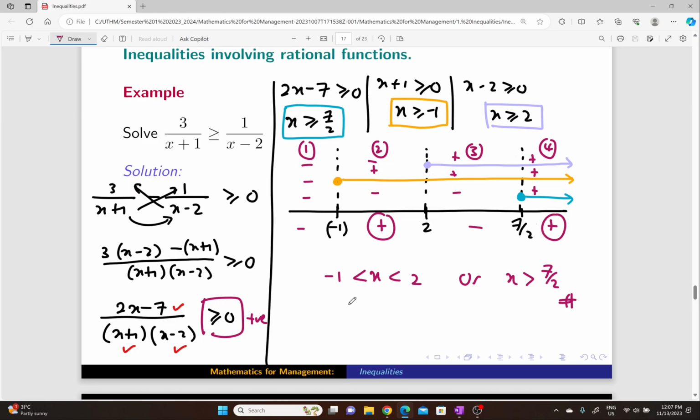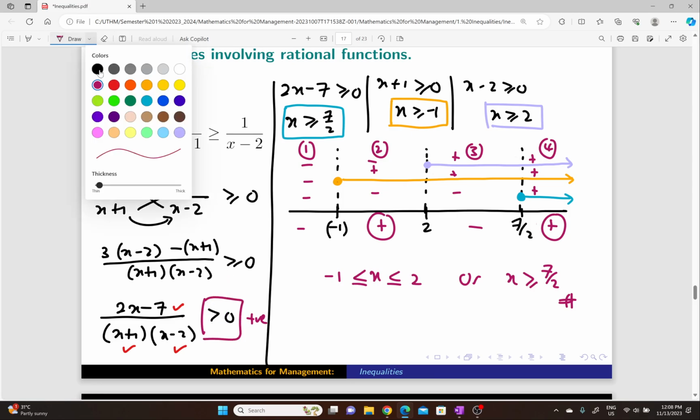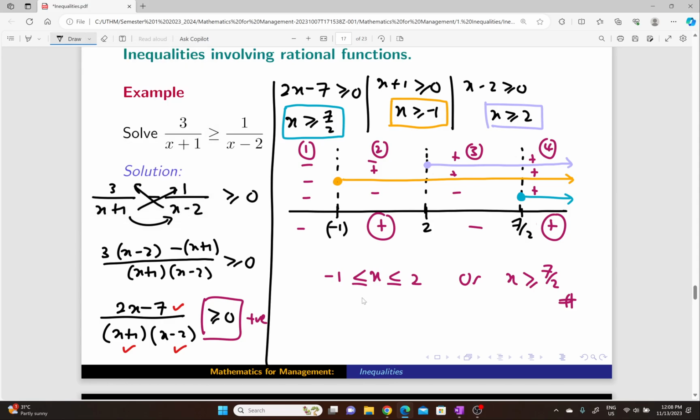Now x is in between negative 1 to, or x greater than. Suppose I should put an equal here. Okay, there should be an equal here also. Suppose I need to put an equal because this one has an equal. Okay. But in the answer I need to remove the equal, because why?